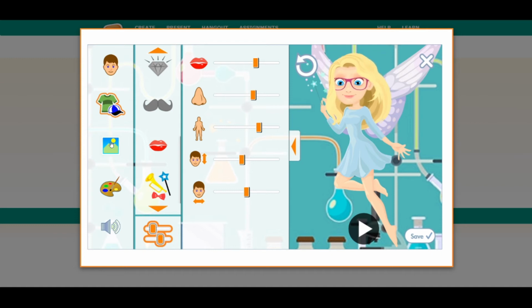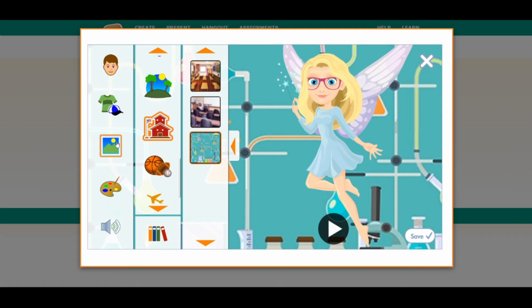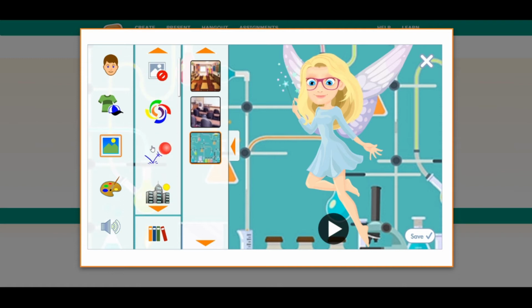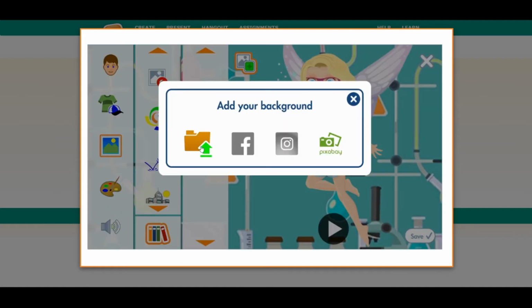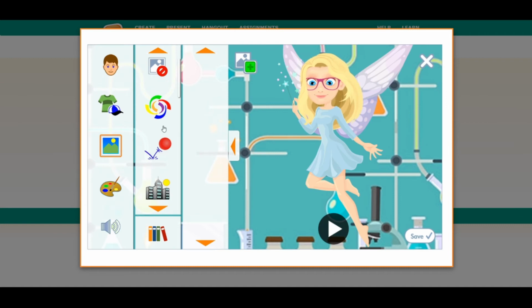Now, next thing I'm going to do is choose my background. So again, you have lots of options for your background, and you can even add to it to upload your own. You can say add custom background. You can upload from your own personal files. You can't add anything from Facebook or Instagram yet, but that will be coming soon. And then you also can upload from Pixabay, which is a website that has free stock images that you can use.